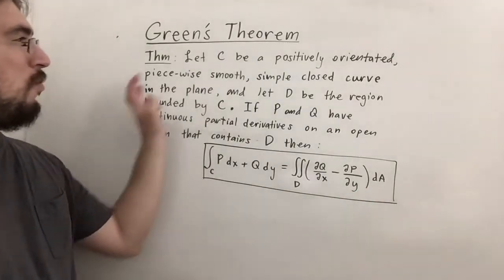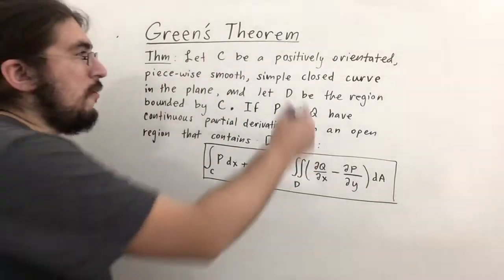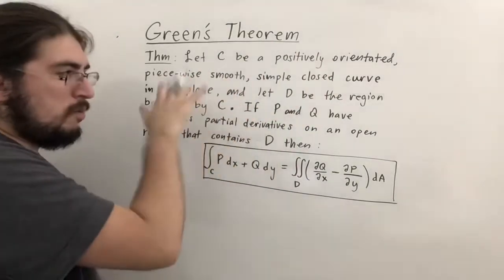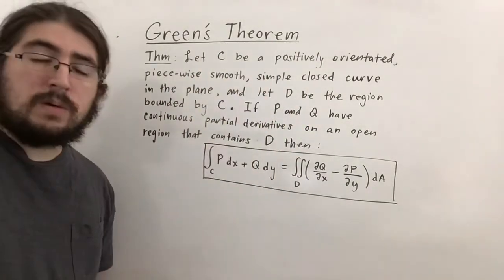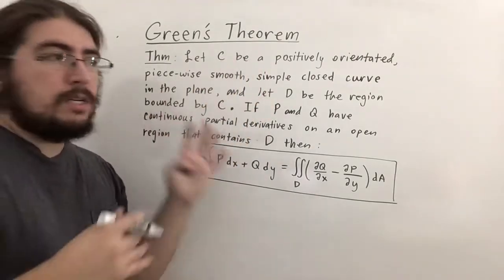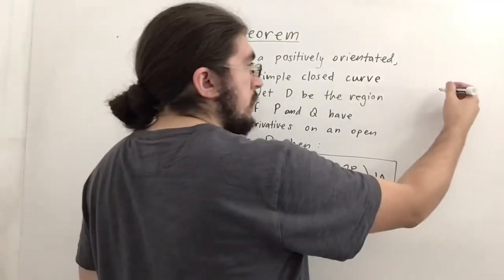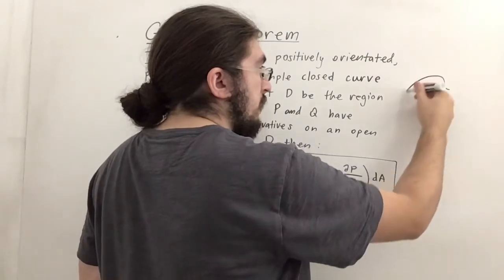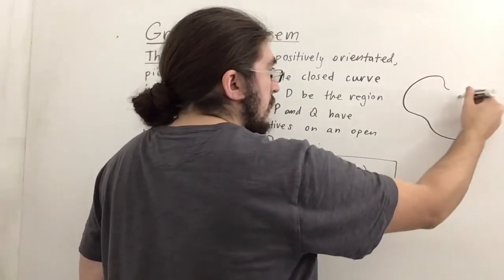Now first off, this whole business, positively oriented, piecewise smooth, we've seen that. Simple curves, we know what those are. Those are curves that don't intersect themselves. So what this image should remind you of, or at least what comes to mind for me, is something like this.